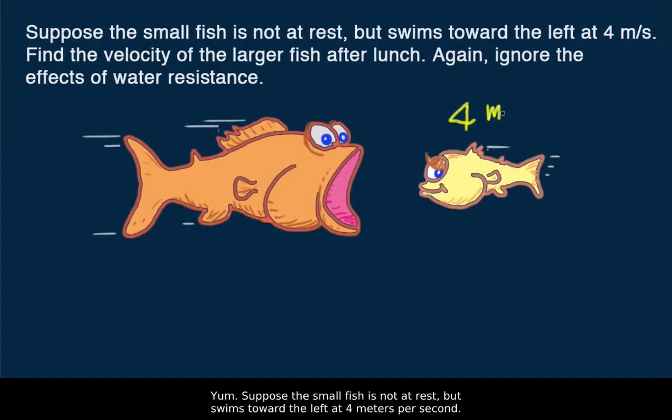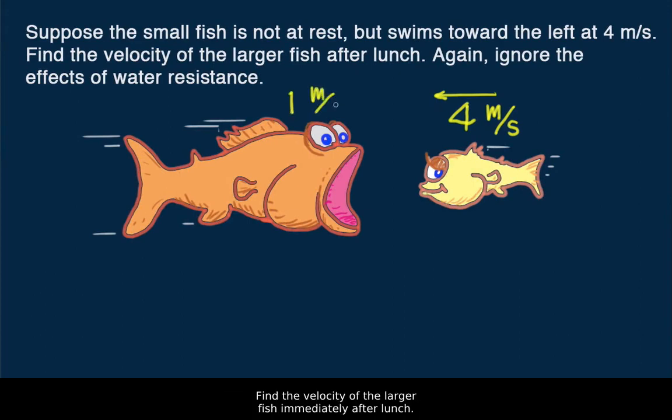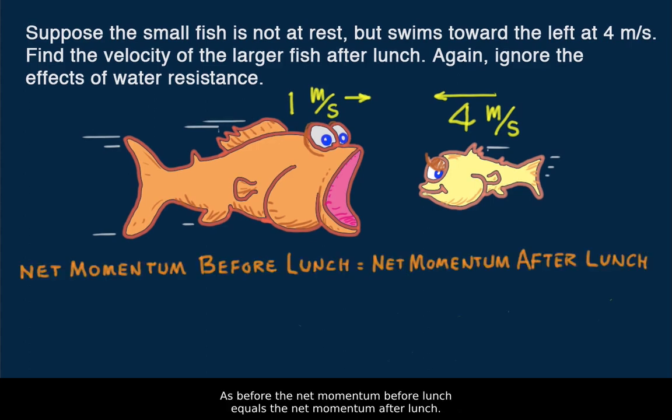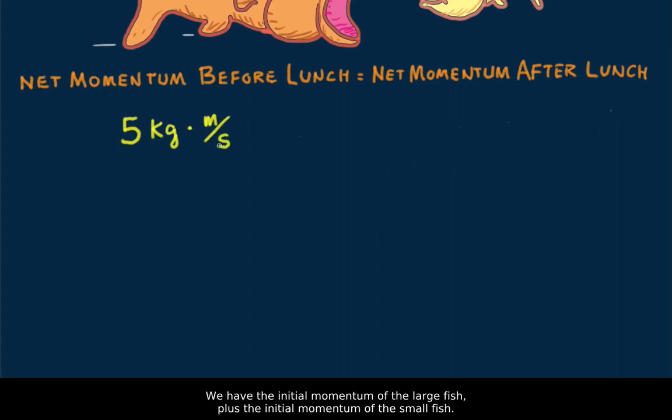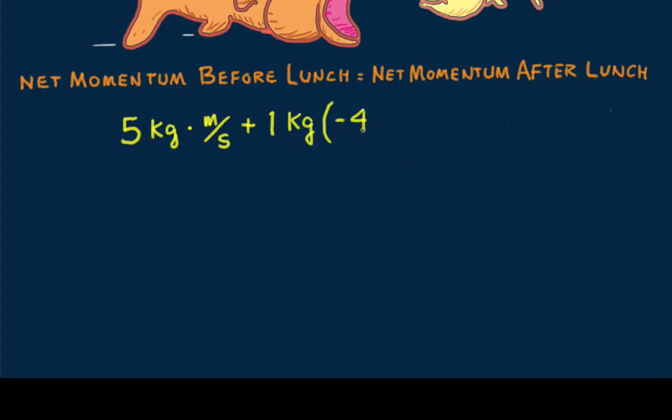Suppose the small fish is not at rest but swims toward the left at 4 meters per second. Find the velocity of the larger fish immediately after lunch. Again, ignore the effects of water resistance. As before, the net momentum before lunch equals the net momentum after lunch. We have the initial momentum of the large fish plus the initial momentum of the small fish with velocity equal to minus 4 meters per second.